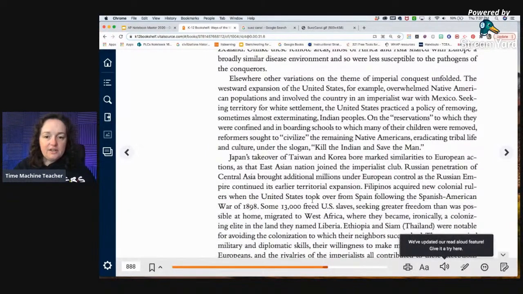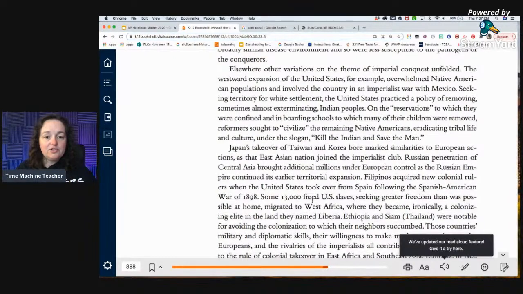Elsewhere, other variations on the theme of imperial conquest unfolded. The Western expansion of the United States, for example, overwhelmed Native American populations and involved the country in an imperialist war with Mexico. Seeking territory for white settlement, the United States practiced a policy of removing and sometimes almost exterminating Indian peoples. On the reservations to which they confined and in boarding schools to which many of their children were removed, reformers sought to civilize the remaining Native Americans, eradicating tribal life and culture under the slogan, "Kill the Indian and save the man."